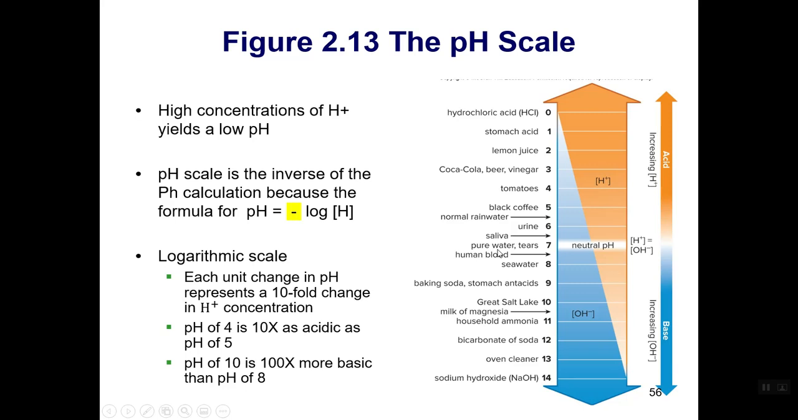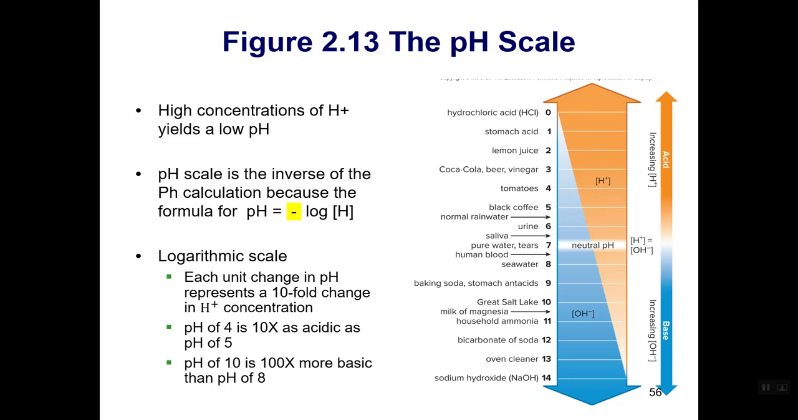So pure water, for example, we said it dissociates and forms just as many hydrogen ions as it does hydroxide ions and therefore is neutral. If we have high concentrations of hydrogen ions, it will yield a very low pH, which almost sounds kind of unintuitive, right? Because we said previously that lots of hydrogen ions means it's acidic. But it seems kind of backwards. Well, let me tell you why.